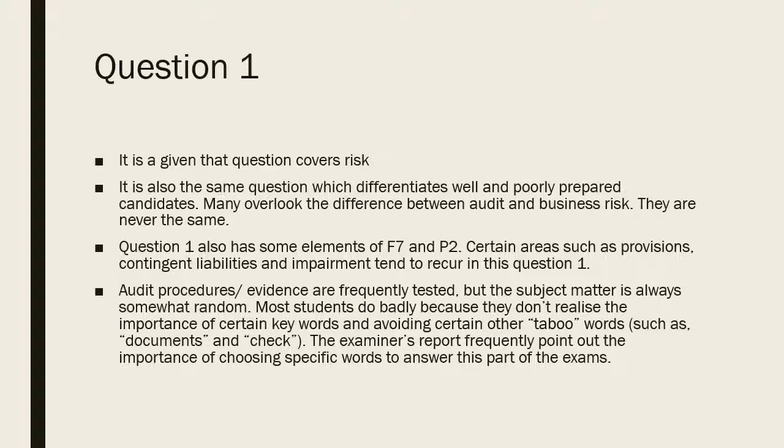And question 1 is one where very often there are elements of F7 and P2. Certain things such as provisions, contingent liabilities, and impairment tend to recur in this question 1. If you attempted the past 3 years' worth of exam papers, you realize these are common topics. Just not long ago, I was talking to some students, and it's surprising, no? I came across students taking P2 and also the P7 exams who do not even know that provisions need to be discounted to present value, right? Why?